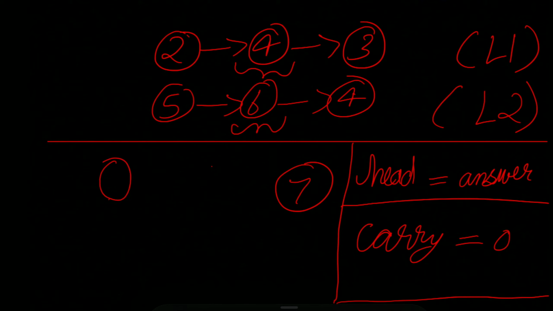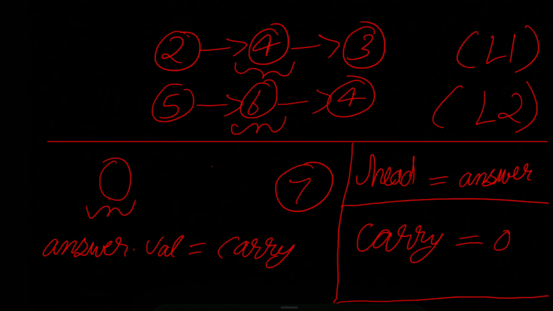So now what will you do? How do we know if this particular 7 we got, the carryover we got, is a 1-digit number or a 2-digit number? So we will save this particular value in our linked list, I mean, in our answer linked list. How do we do that? We can do something like answer dot val.